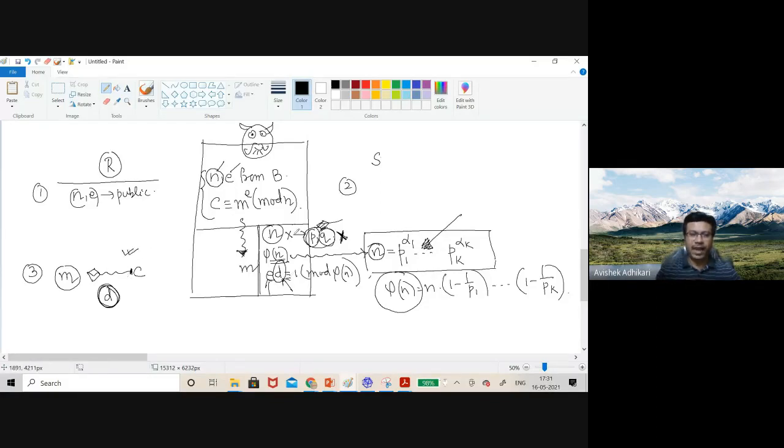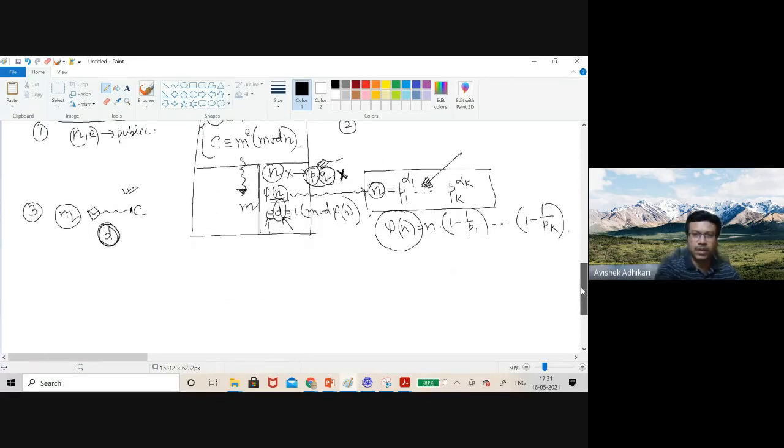But as he does not have the factorization of P and Q, it is not very easy for the attacker to calculate the value of phi n. So in that way, very broadly or loosely speaking, RSA is based on this factorization algorithm. Okay. So is it clear to all of you, the algorithm and why the factorization is playing a role?